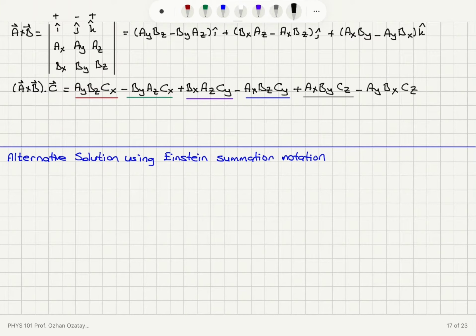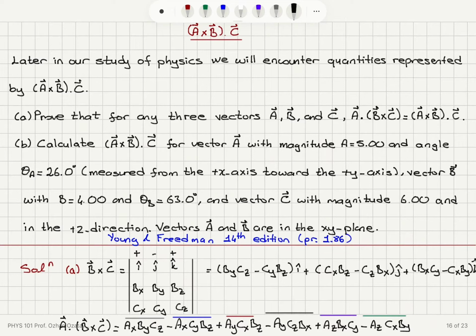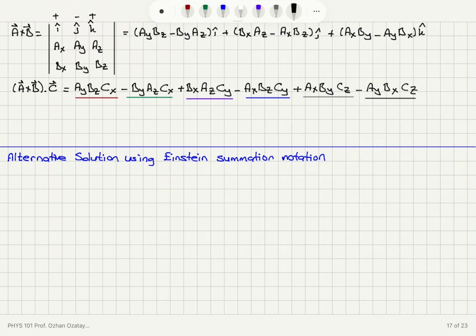And do I have minus AYBXCZ? Minus AYBXCZ is here, and that's basically including all the terms here. So my conclusion is that all terms are equal. So by comparing A dot B cross C with A cross B dot C, I can see that they are the same thing.